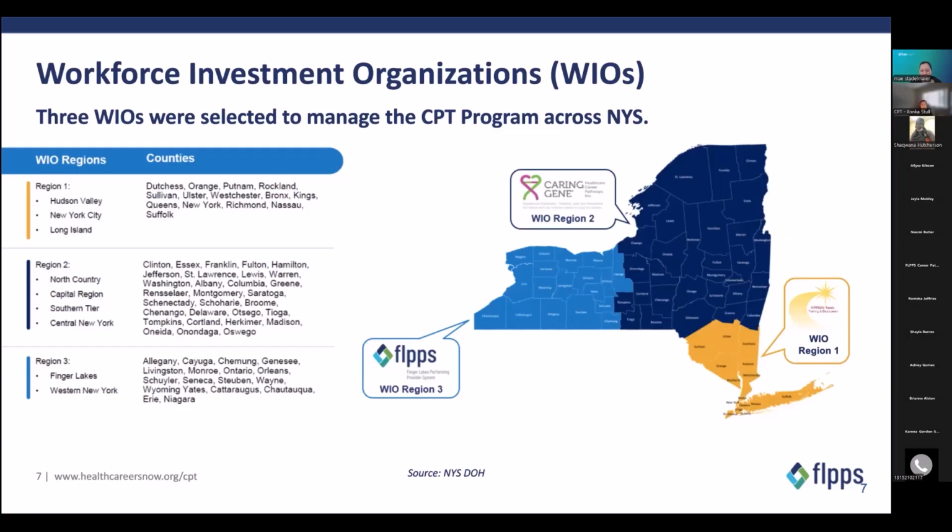For region 2, the upstate area, we have North Country, Capital Region, Southern Tier, and Central New York. This part of the state is covered by Caring Gene. This is the second organization. And finally, we have region 3, basically the Finger Lakes and Western New York area. If you live in any of those counties, you need to apply through our office, FLIPS, the CPT program.